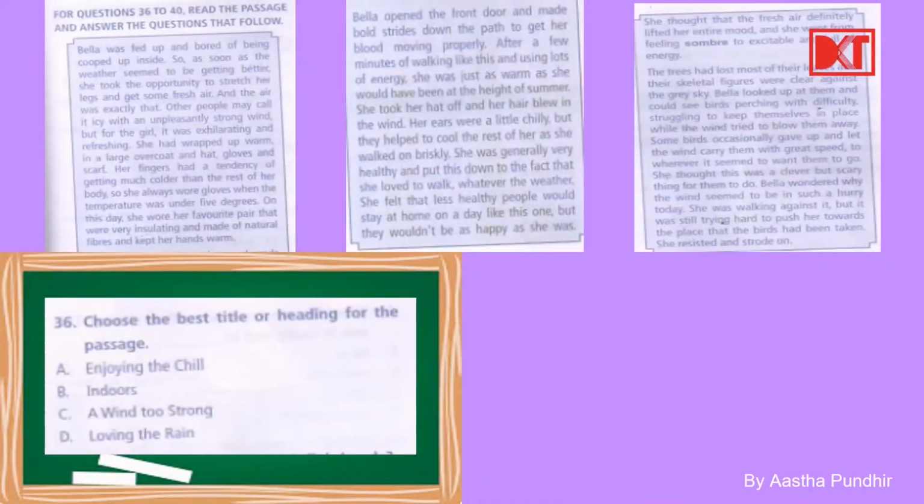Alright, here choose the best title or heading for the passage. A. Enjoying the chill. B. Indoors. C. A wind too strong, or D. Loving the rain. Now here you see, as I told you before, the title could be anything as per you, but since we have to choose one, we should use the central theme which is used in the passage. Alright, so the central theme that is used is enjoying the chill, because we're talking about Bella, who rarely enjoys the wind, so we can say the title to be enjoying the chill.